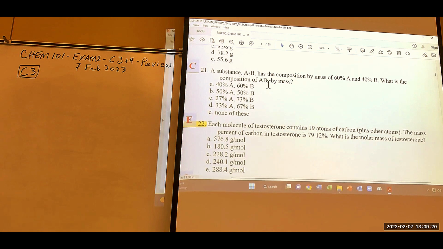Each molecule of testosterone contains 19 atoms of carbon. The mass percent of carbon in testosterone is 79.12%. What's the molar mass of testosterone? This is unit conversion again. Yeah, maybe we better do it. 19 atoms of carbon plus the other atoms.